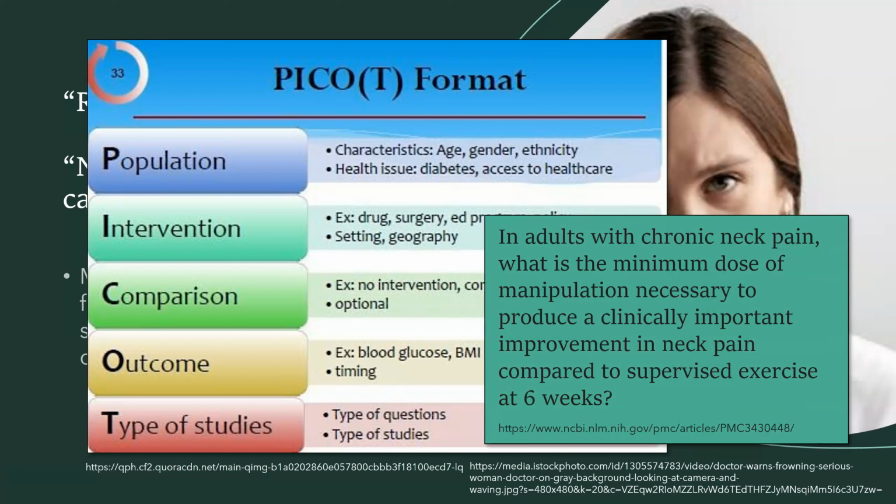So, for example, one that I found in a little search, the National Institute of Health suggested this one as an example. In adults with chronic neck pain, what is the minimum dose of manipulation necessary to produce a clinically important improvement in neck pain compared to supervised exercise at 6 weeks?